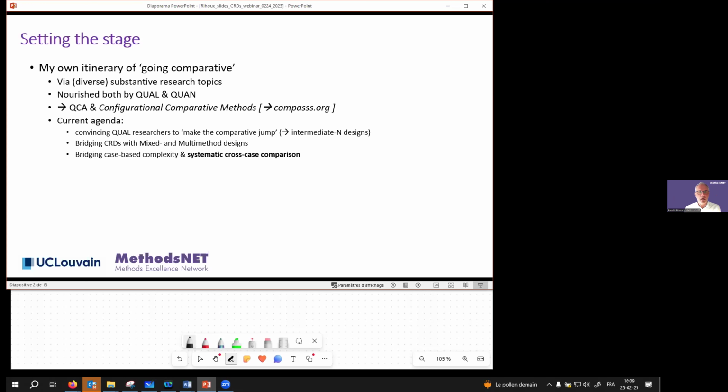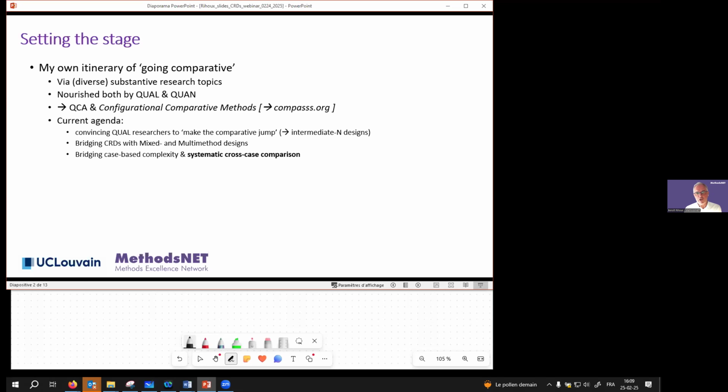What is my own current agenda as a comparativist? If I may cut a long story short, maybe there are quite some of you in the room who are qualitative case-based researchers, right? And you work on very few cases, perhaps a single case study. I would like, in that situation, to convince you that you could gain a lot potentially by making the comparative jump, and reconsider or enrich your project and go towards intermediate-N designs where you systematically compare multiple cases.